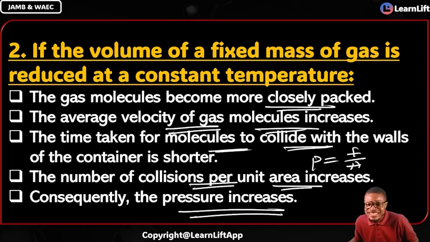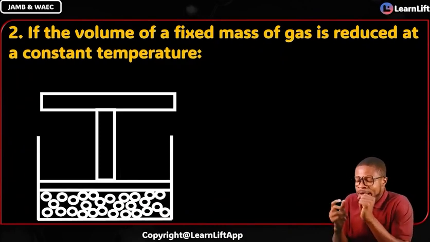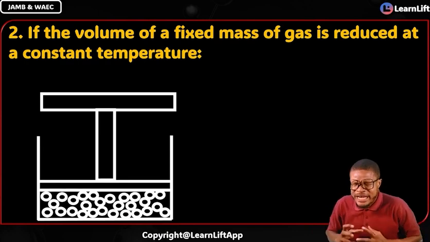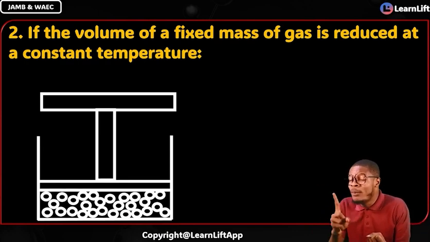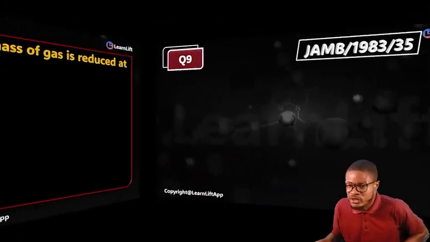Pressure increases. So whenever you decrease volume, pressure increases. Whenever you increase volume, pressure will do what? Decreases. Does this explain your kinetic theory for you? Yes. If you want to understand this very quickly with me, don't forget this is the diagram. As you decrease the volume of a fixed mass of gas, what will happen to pressure? Pressure will increase. But if you increase volume of a fixed mass of gas, pressure will do what? Decrease. Does it make sense?